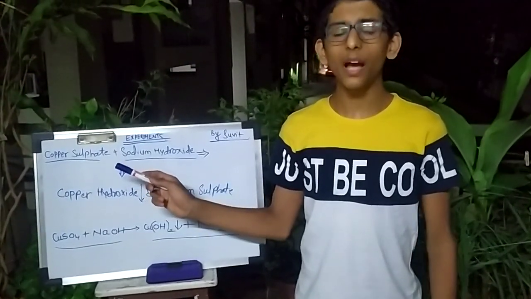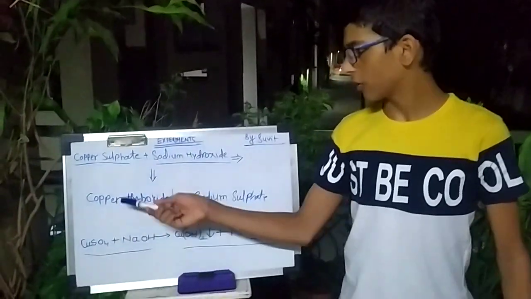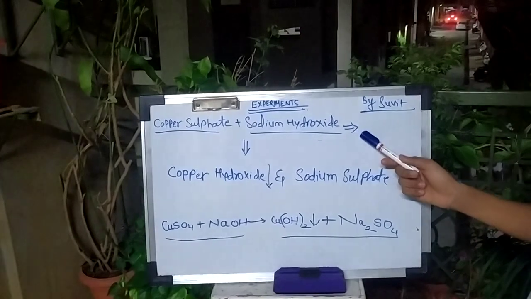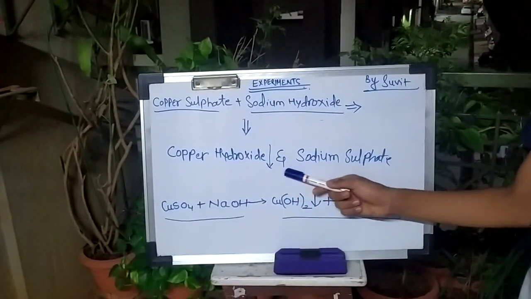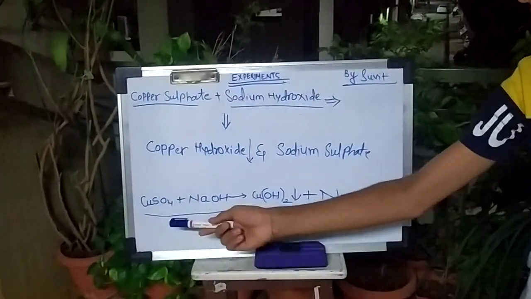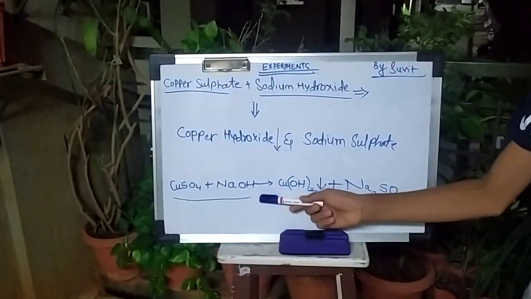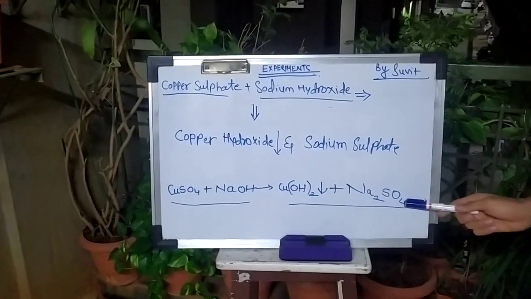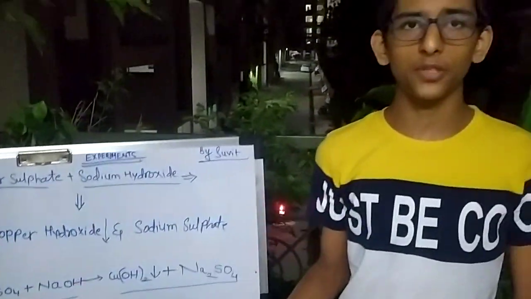Hello friends, today I am going to demonstrate 5 experiments, out of which the first experiment is the reaction between copper sulfate plus sodium hydroxide, which on reacting gives copper hydroxide, an insoluble precipitate, and sodium sulfate. And here you can see the reactants CuSO4 plus NaOH, and it gives Cu(OH)2 precipitate plus Na2SO4. These are the products. So let's start with the experiment in my little chemistry lab.